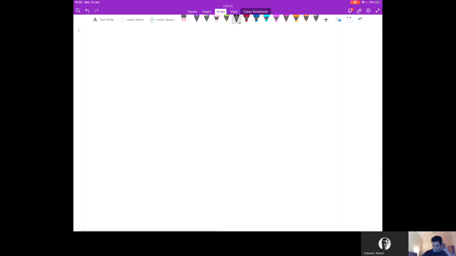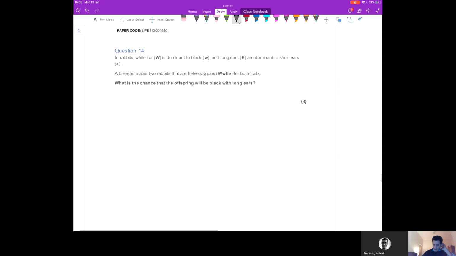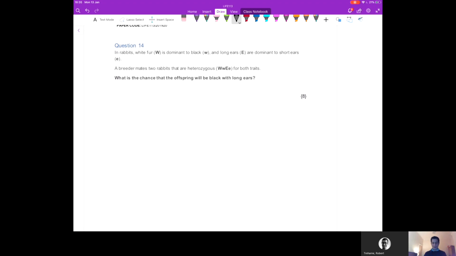Question 14. Okay, I always love these, but I always forget how to do them. So make sure you can do a Punnett square before you go into the exam.